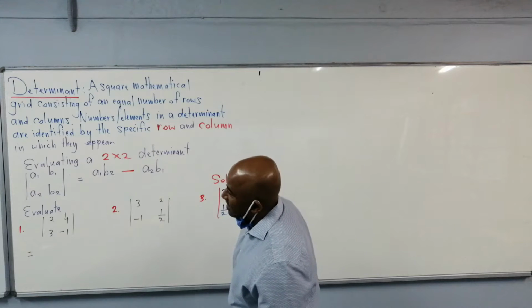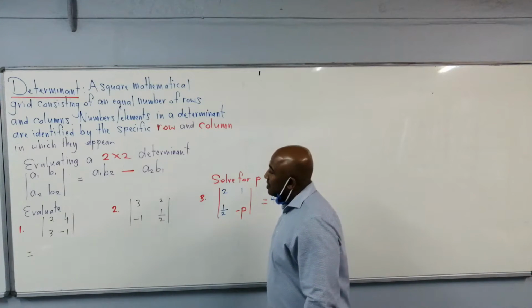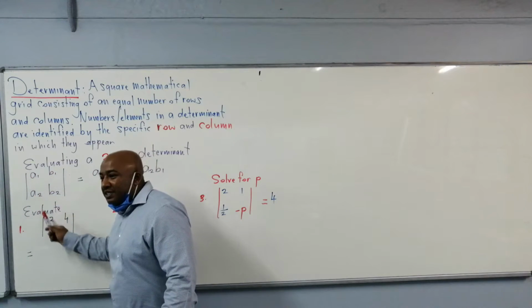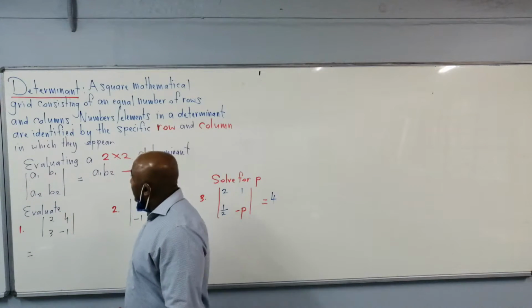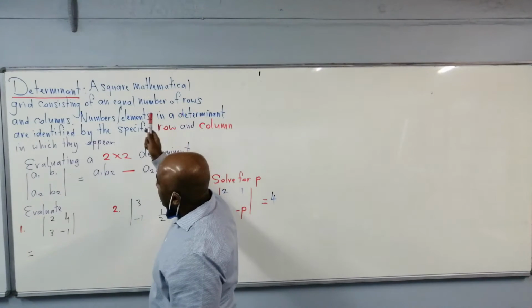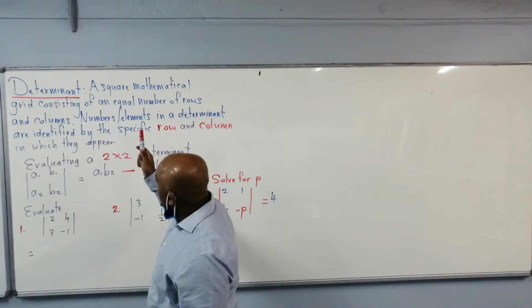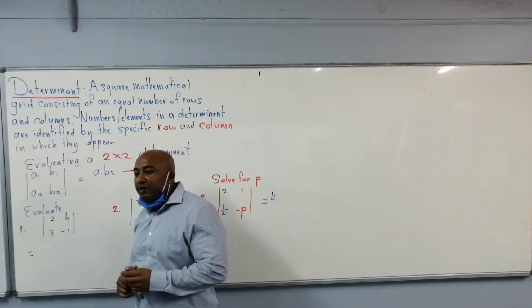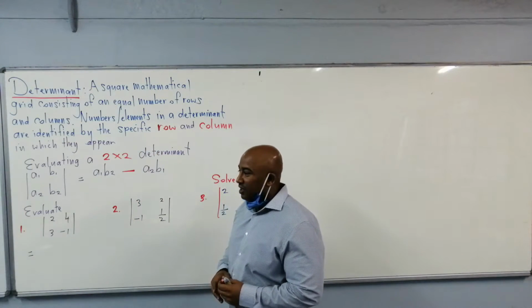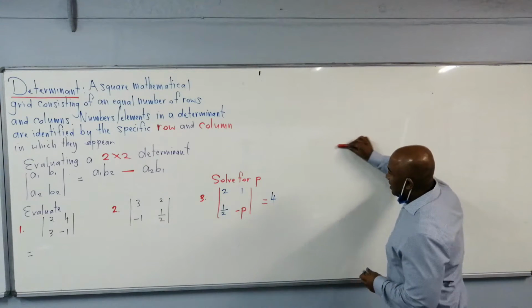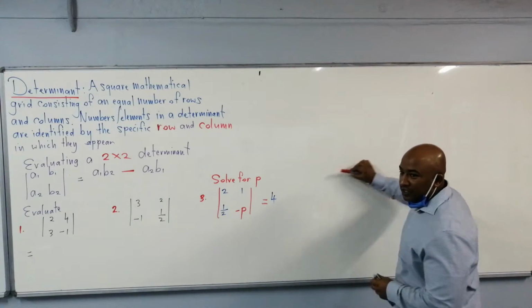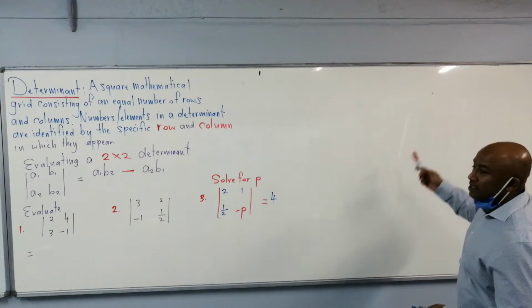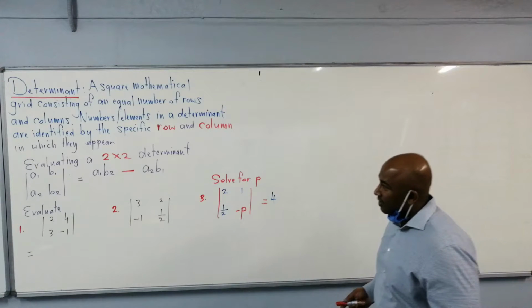Okay, so what is a determinant? A determinant, basically, you have two lines here and you have numbers inside. It's a square mathematical grid consisting of an equal number of rows and columns. So we'll always be referring to rows and columns. Rows are horizontal, so you've got row 1, row 2, row 3. Columns are vertical, so you go column 1, column 2, column 3, and so on.